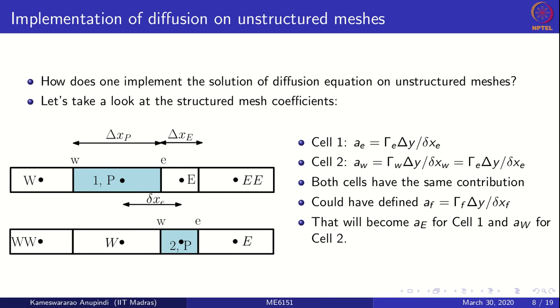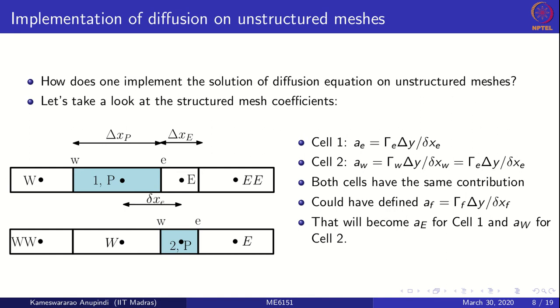If I can do it once for the face and send this contribution to the neighboring cells, I can save one multiplication and one division which are extra and need not be done. That will certainly speed up the calculation. There is also another way to look at this. These coefficients have come out to be the same because of some underlying principle. What is the principle?